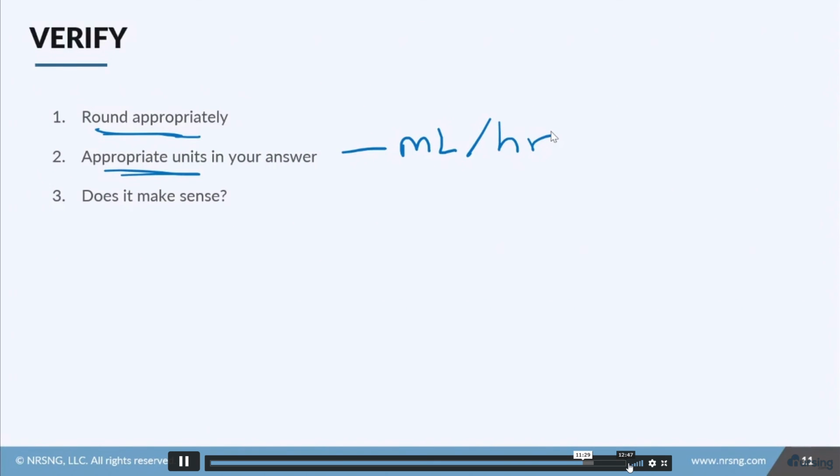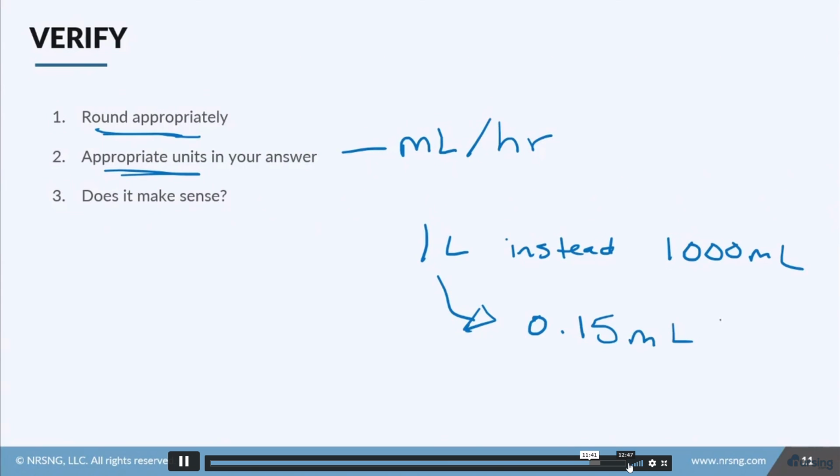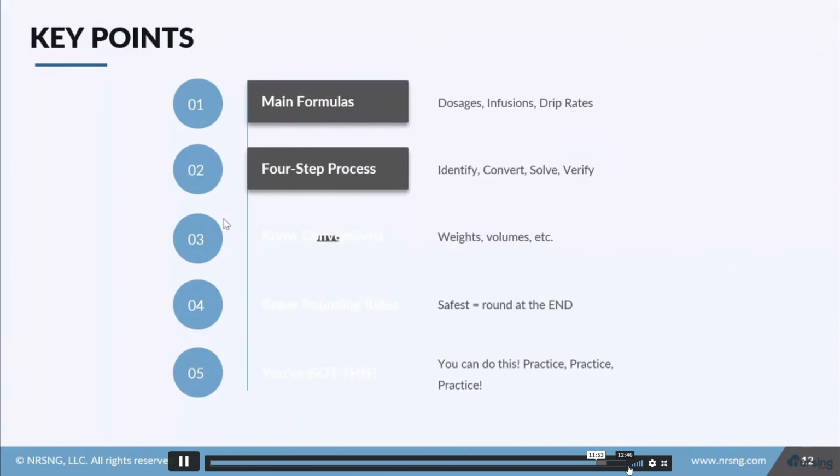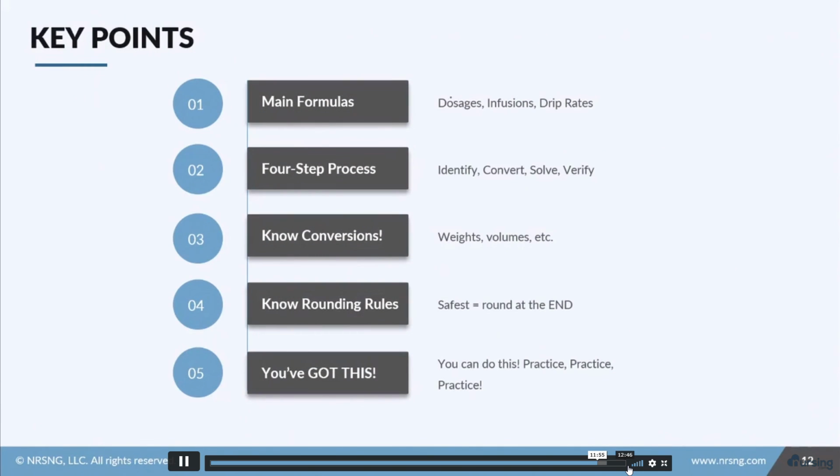It makes sense. If you'd missed a conversion and you had used the 1 liter instead of the 1,000 milliliters, what you would have come up with is 0.15 milliliters per hour. At that point, that doesn't really make sense to do that for 4 hours. And so if you get a result like this that doesn't make sense, go back to the beginning and check all of your math. So remember these 3 main formulas, the dosage formula, the infusion formula, and the drip rates.